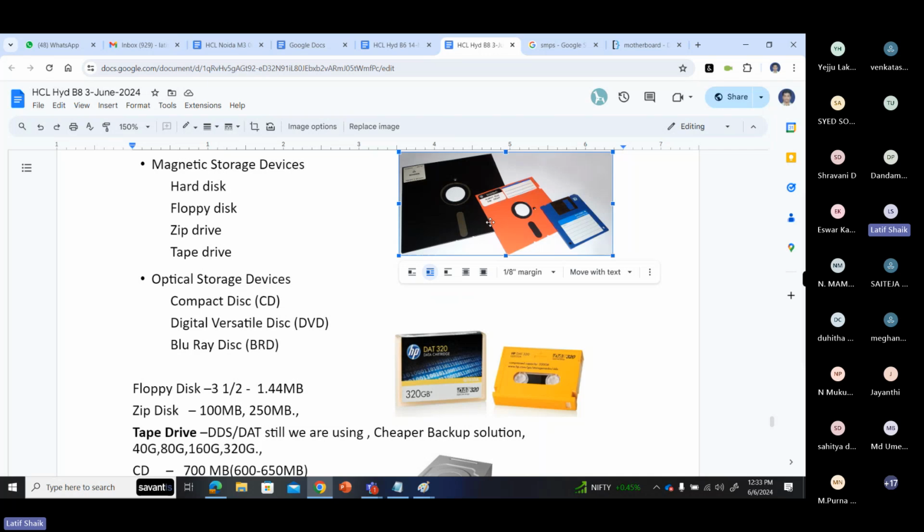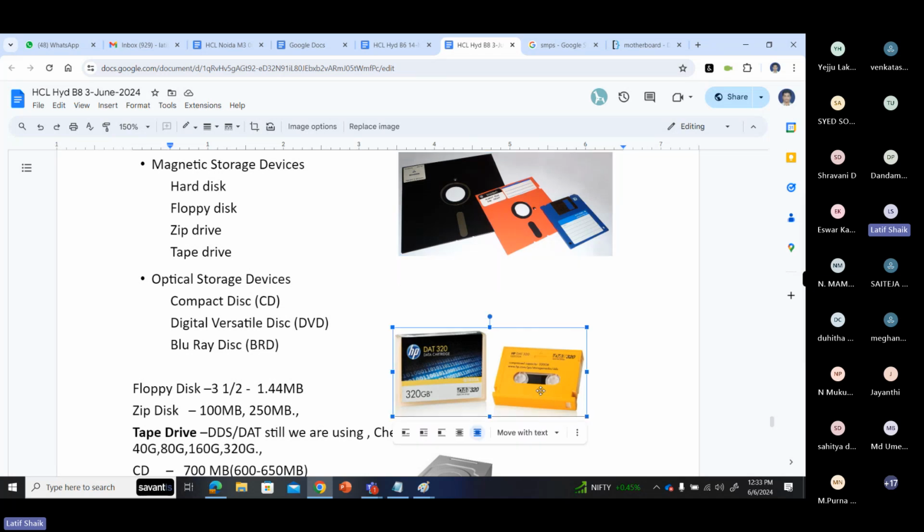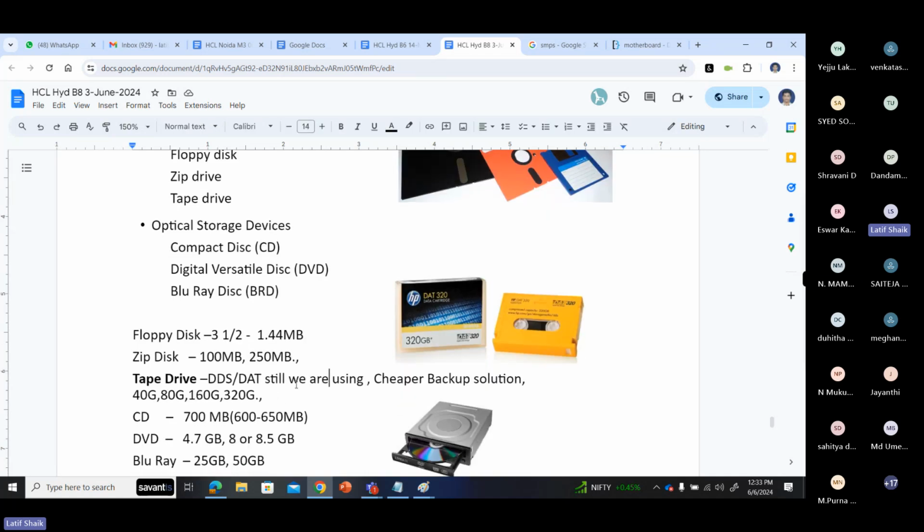Floppy disks and zip drives are gone from the industry. And these tape drives are available. These are the tape drives, guys. Inside there is a magnetic tape. These tape drives are also called DAS, DDS or DATs, digital data storage, digital audio tapes, and they are still in use. It is a cheaper backup solution.